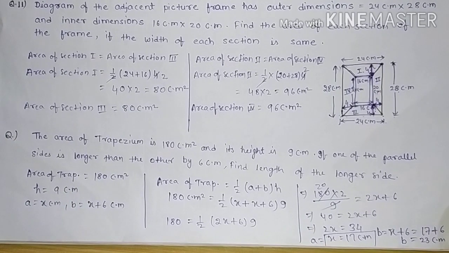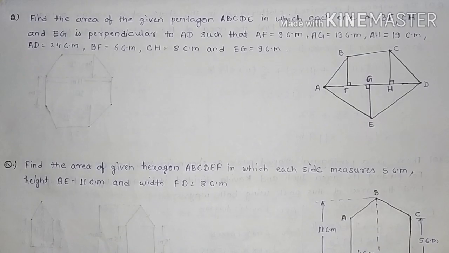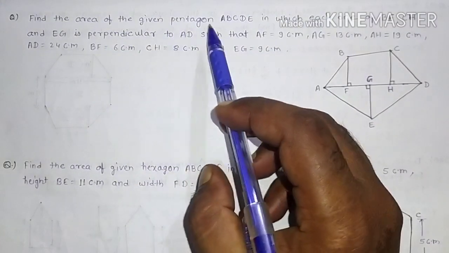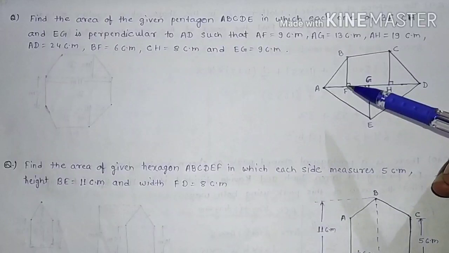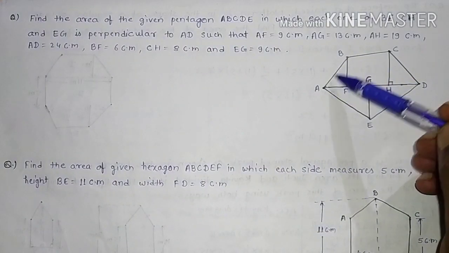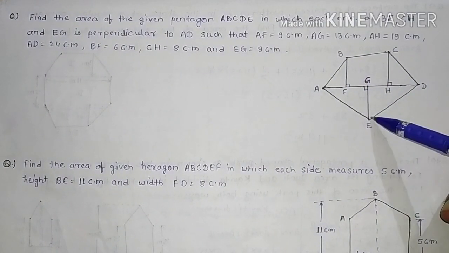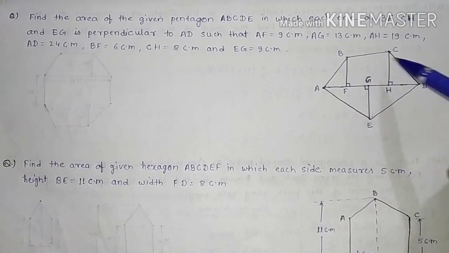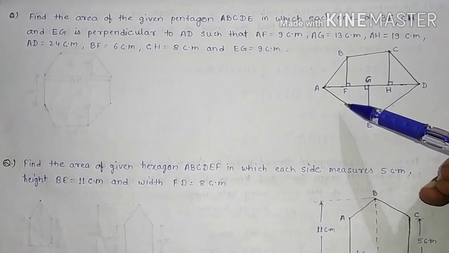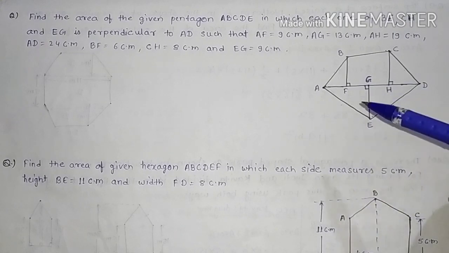Now these are the explanation of this question. Now the next question is, find the area of the given pentagon ABCDE. This pentagon is given here, ABCDE. Now how many sides are there? 1, 2, 3, 4, 5. So there are 5 sides, that means it's a pentagon.